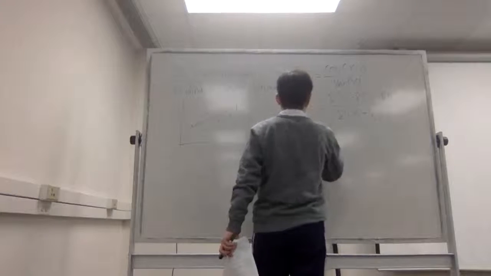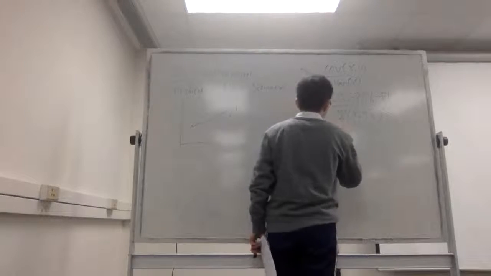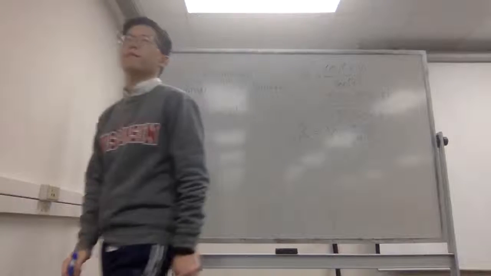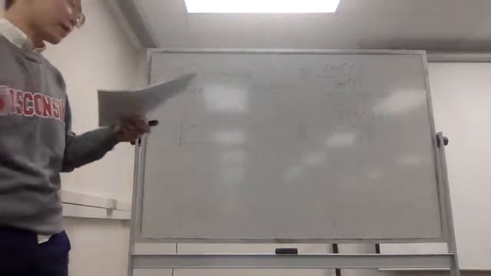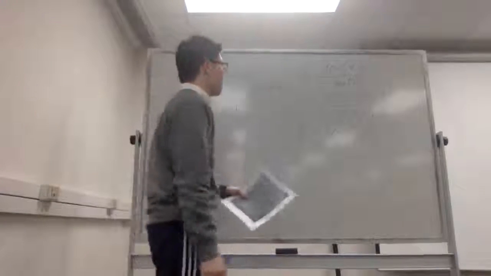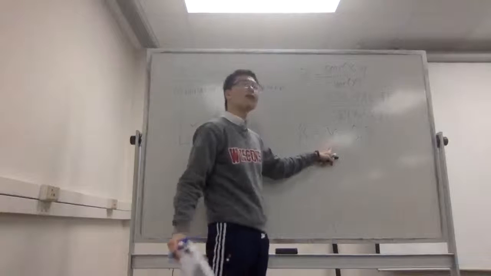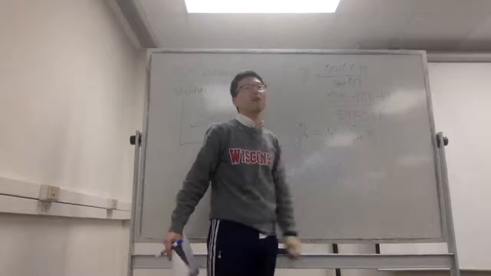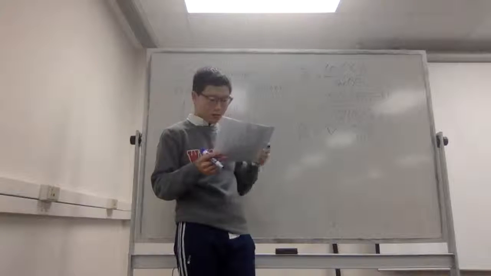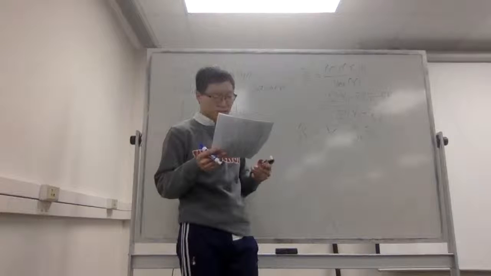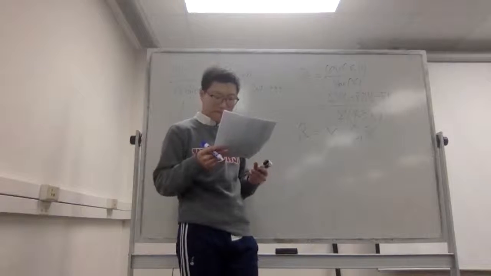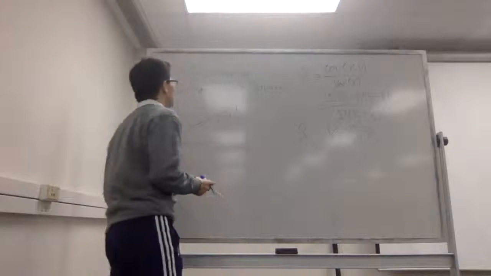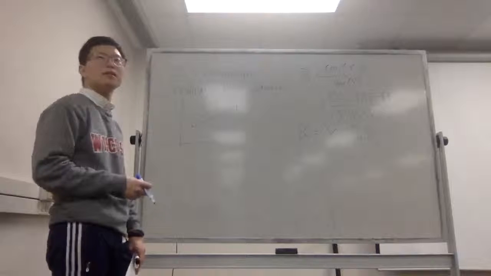And beta 0 hat is y bar minus beta 1 hat multiplied by x bar. Y bar is the sample mean of y, and x bar is the sample mean of x. So that's the formula of OLS estimation. All right, good.